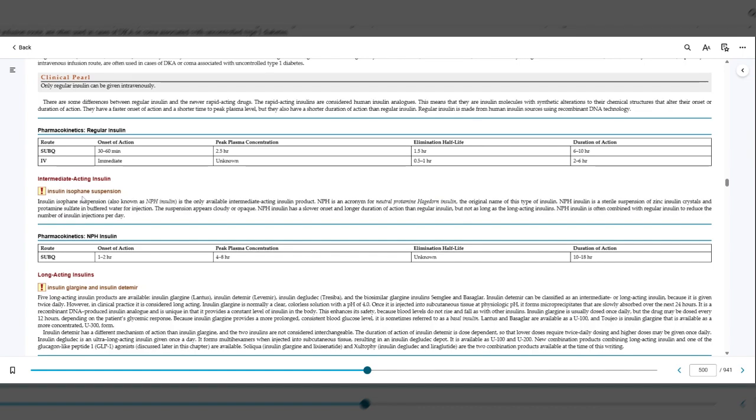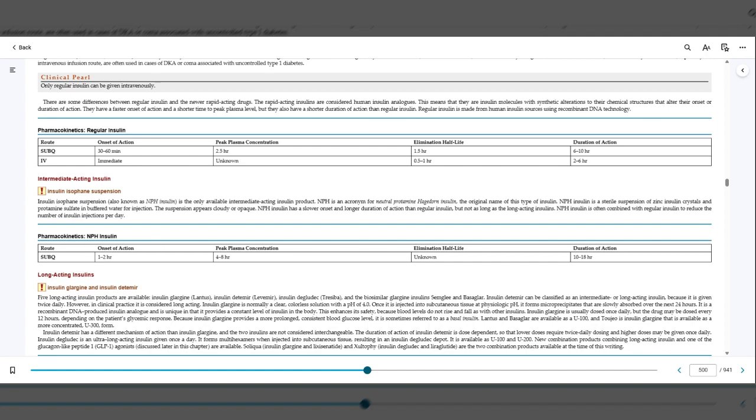Moving on down to my intermediate insulins, these are going to work in about an hour to 2 hours, and they're going to work for up to 18 hours. So you can see where I might add some intermediate acting insulin with my regular acting insulin.